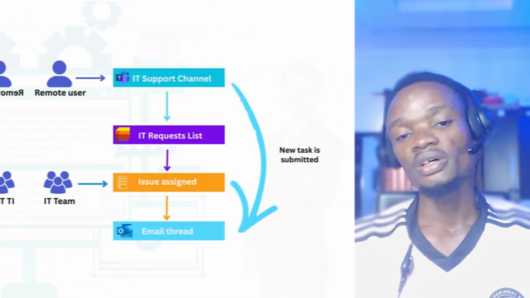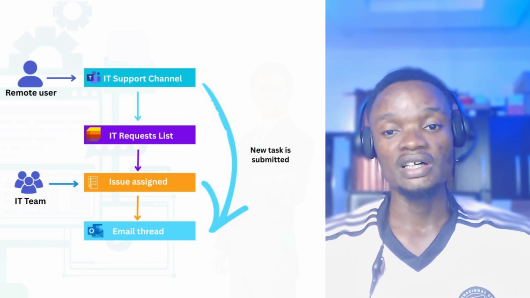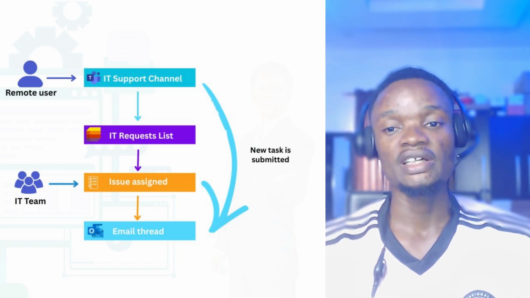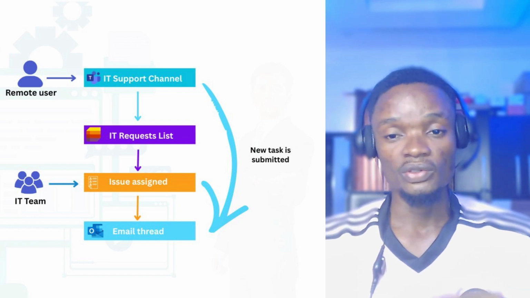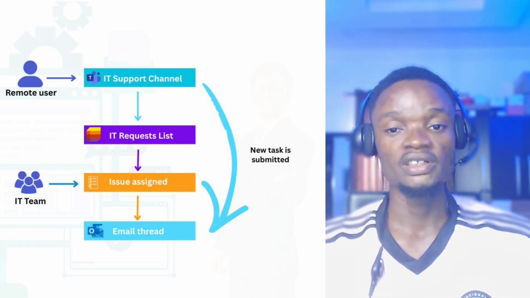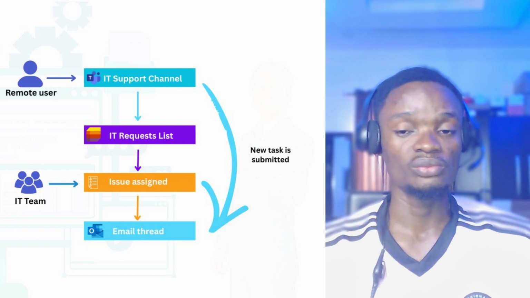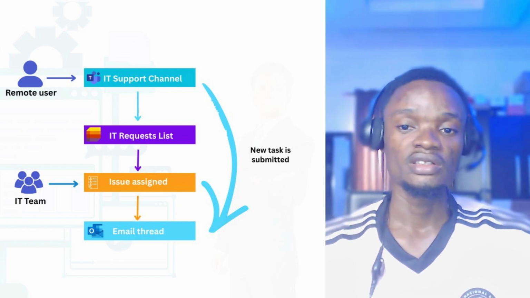So here we have a simple workflow that begins with the remote user that needs help, going down to the IT support channel, and the IT support channel can be a part of the general communication team. Of course, everybody in the organization would definitely need IT support for whatever reason. So it's okay to have a channel in that team that strictly deals with communication.